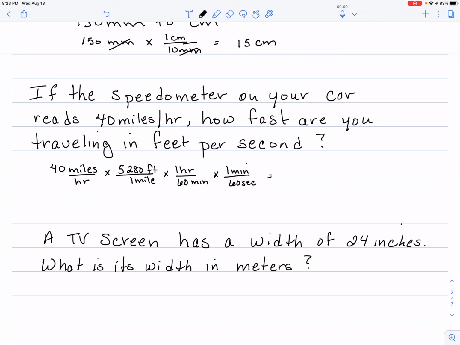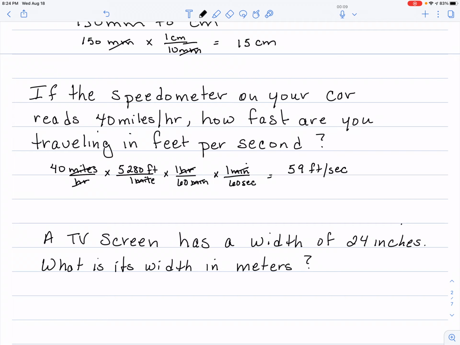And we know in 1 minute there are 60 seconds. So let's check our units to see if they're going to convert. Miles are going to go away, our hours will go away, and our minutes will go away. So the only units we're left with are feet per second. So what you're going to do, you're going to take 40 times 5,280, and you're going to divide that answer by 60 times 60. Now, your final answer will be 59 feet per second.